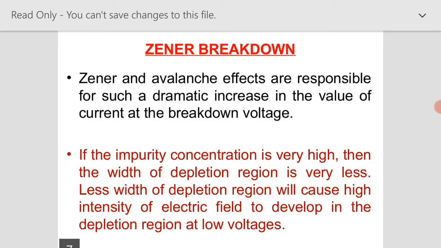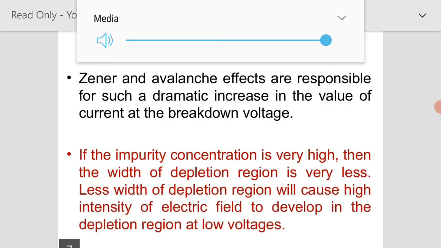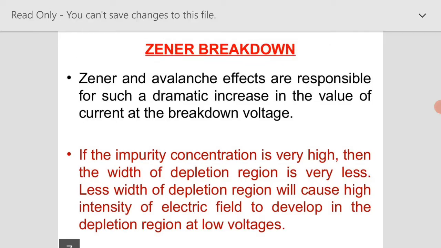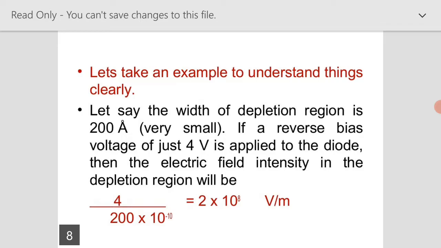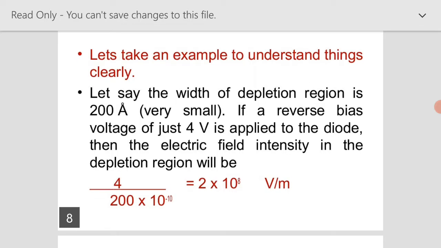If the impurity concentration is very high, then the width of the depletion region is very less. Less width of the depletion region will cause high intensity of electric field to develop in the depletion region at low voltages. Let's take an example to understand things clearly. Let's say the width of the depletion region is 200 angstrom, which is very small. If the reverse bias voltage of just 4 volt is applied to the diode, then the electric field intensity in the depletion region is 4 upon 200 into 10 raised to minus 10, equal to 2 into 10 raised to 8 volt per meter.